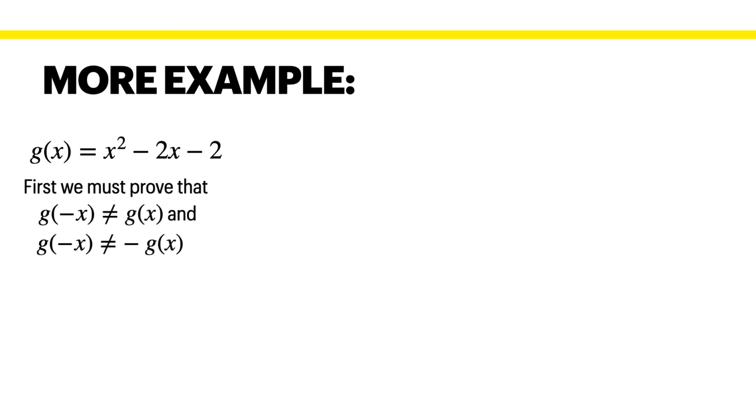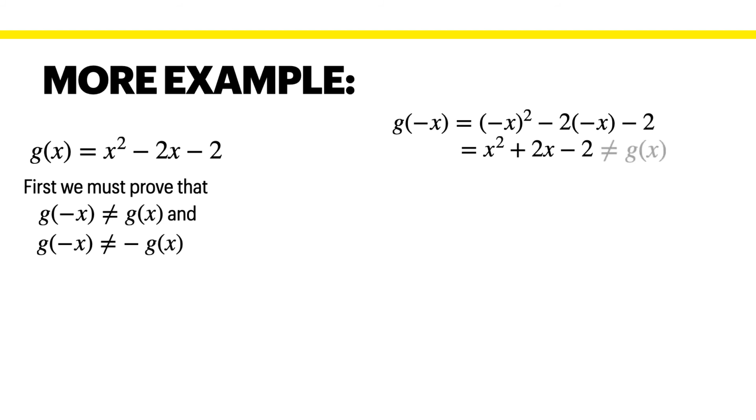So first, let's look at this. This is the first thing we need to do. We're going to replace the variable x with a negative x inside the function. Obviously, this is going to change because even though we have an x squared over there, we also have an x, which means that if we put a negative number in there, it's going to change the sign, which in this case gives us x squared plus 2x minus 2, which is not the original function g of x. So there it is. So that's one sign. Let's move on.